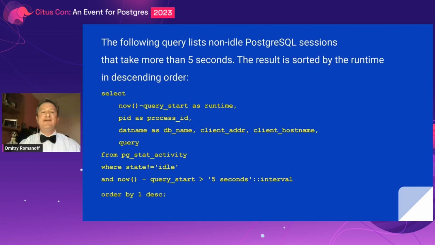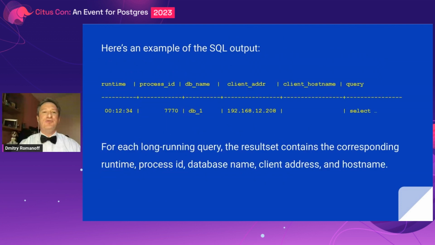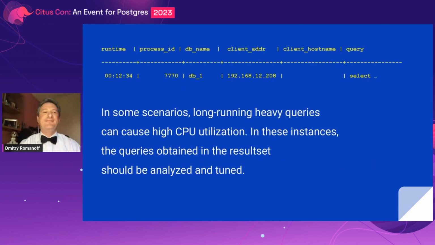Here is an example of the SQL output. For each long-running query, the result set contains the corresponding runtime, process ID, database name, client address, and hostname. In some scenarios, long-running heavy queries can cause high CPU utilization. In these instances, the queries obtained in the result set should be analyzed and tuned.